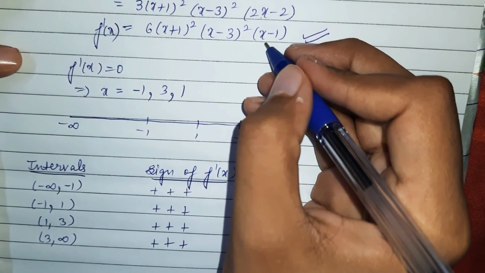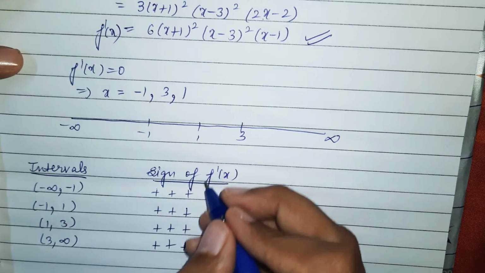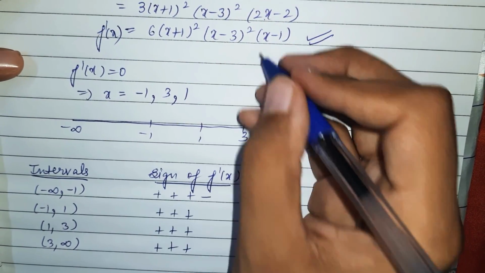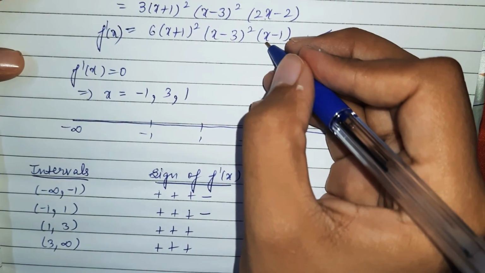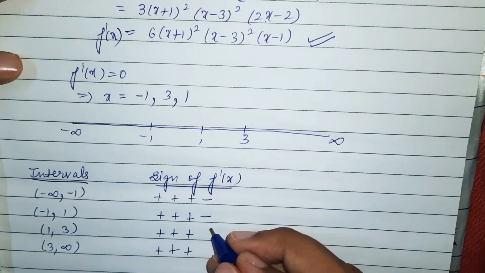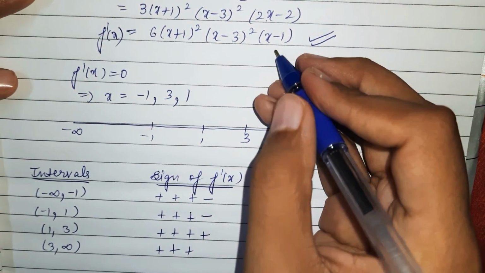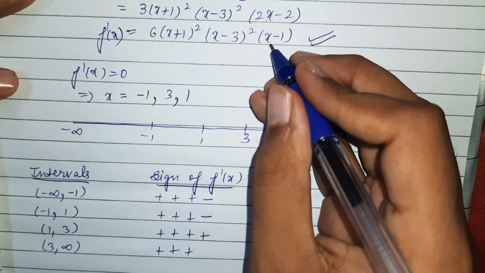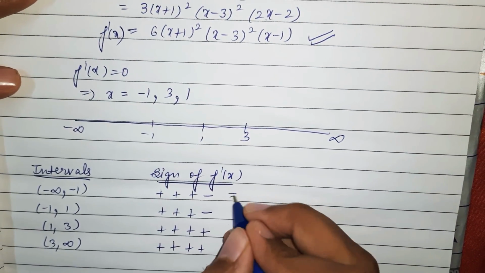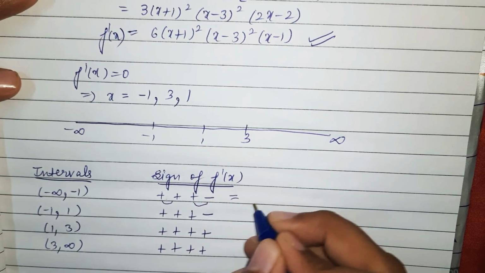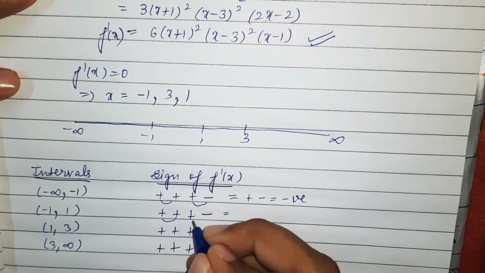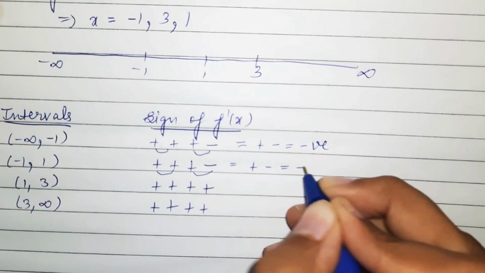x minus 1. Let's suppose I am taking a value less than minus 1, negative. Then I am taking minus 1 to 1. Let's suppose I am taking 0, negative. If I am taking 1 to 3, let's suppose I am taking 2. 2 minus 1 will be positive. Then I am taking 3 to infinity. Let's suppose I am taking 5. 5 minus 1, positive. So this way you need to take: positive, negative, negative I am getting.